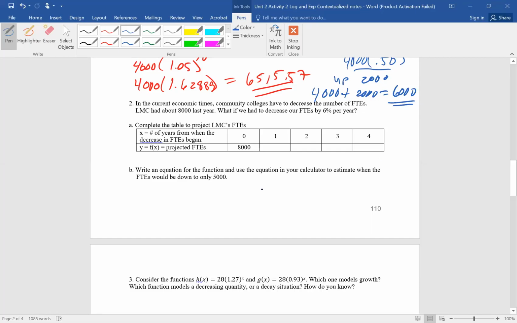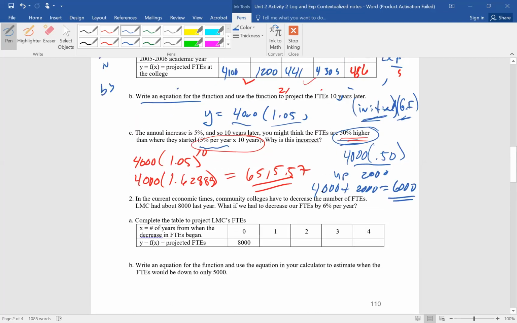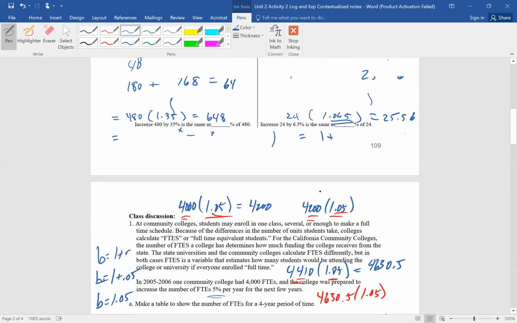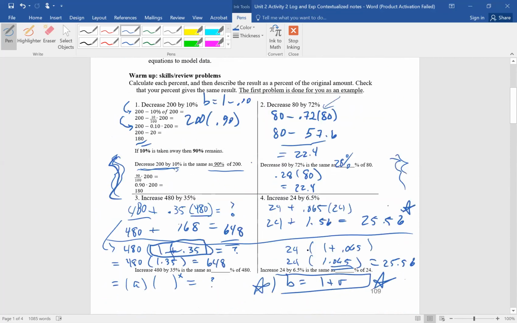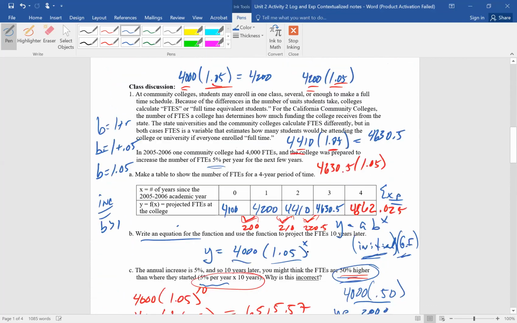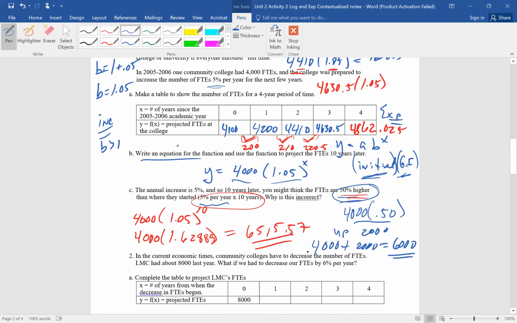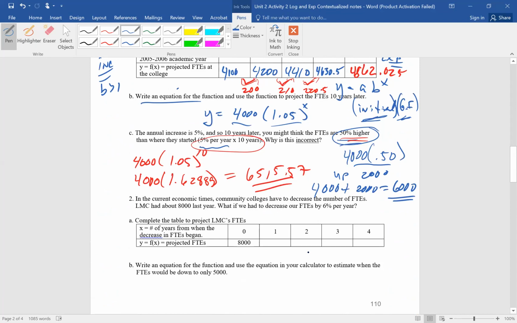Okay, welcome back. We are now here for part two of contextualizing exponentials and logs. This is just a continuation from Unit 2, Activity 2. Scrolling up just to show you, last video we kind of left off. We did a warm up and talked about full time equivalent students that were increasing.